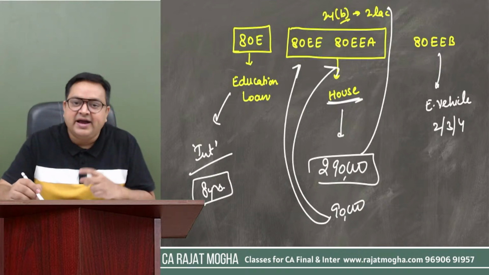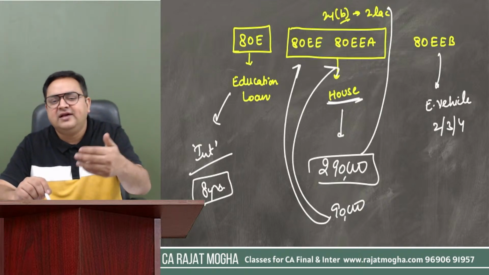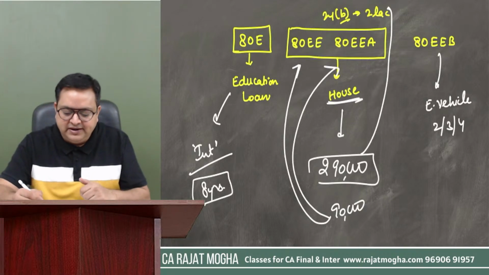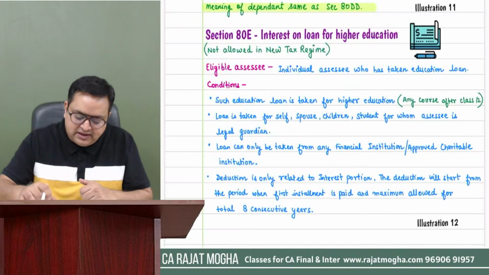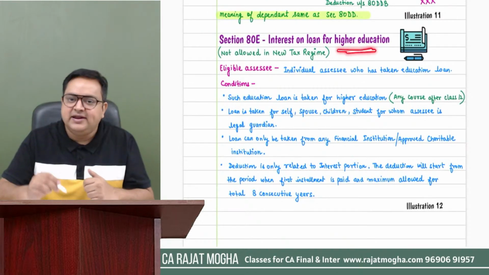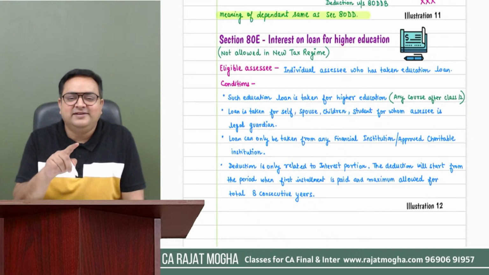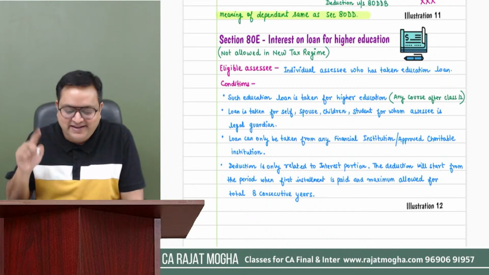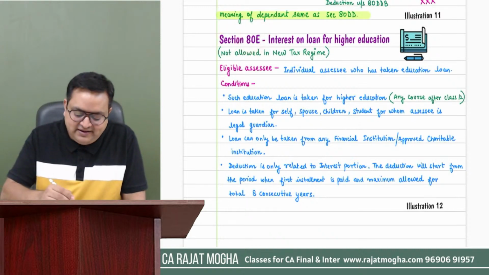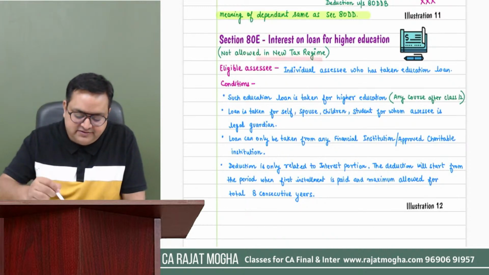Higher education is any education after your school, that is after class 12th. If you are going for any higher education and you have taken a loan, then it is allowed. So 80E says interest on loan for higher education. Can an assessee who has opted for the default tax regime come in 80E? No. 80E is not for the new tax regime. It is only for the optional tax regime.